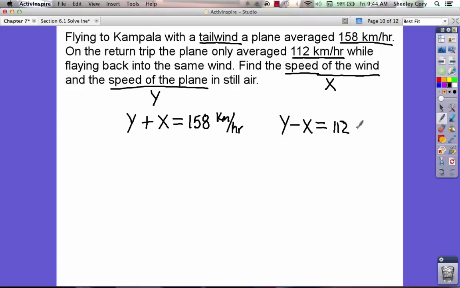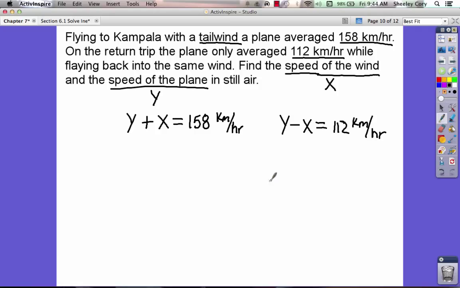This comes back to if you run track, you're out on the track and you're running one direction and the wind's behind you, you run faster, but if you run in the other direction, you're running slower because the wind's pushing against you and it's harder to run into the wind. All right, same type of thing with this flying of planes. So we set up the two equations.